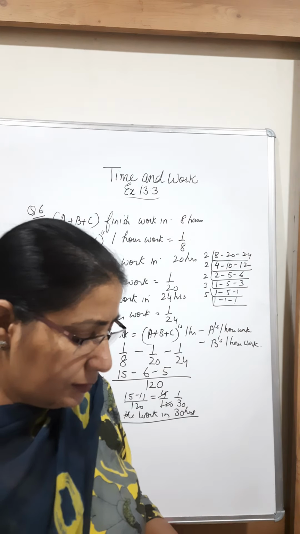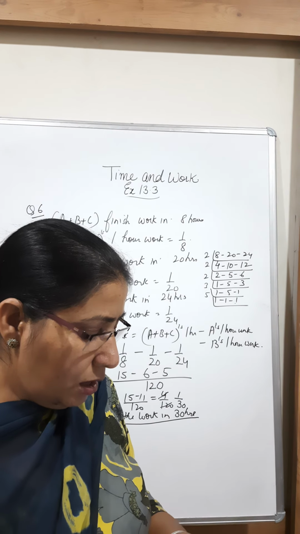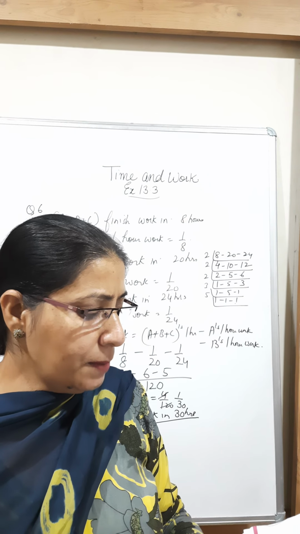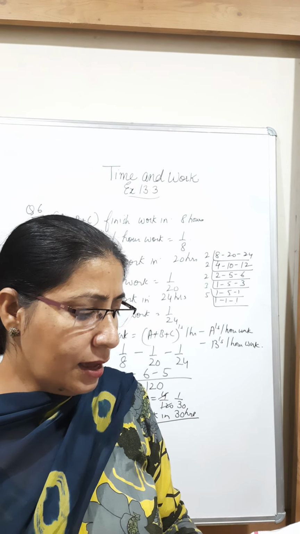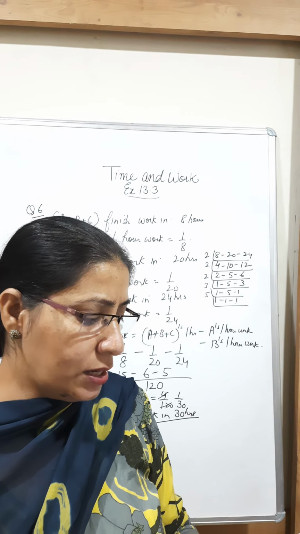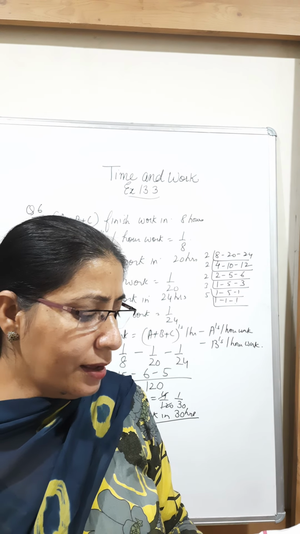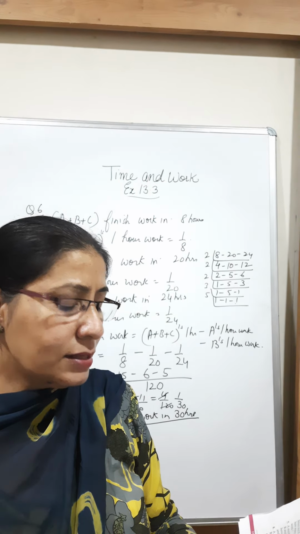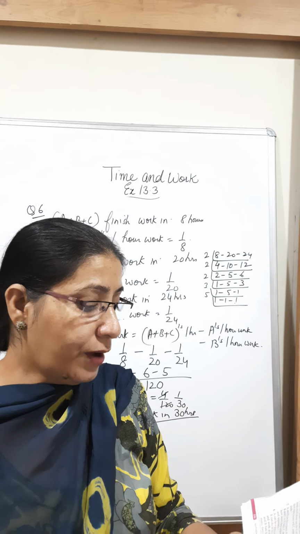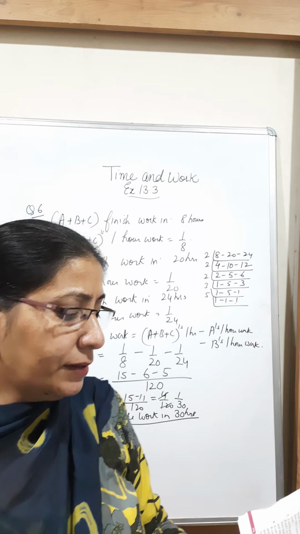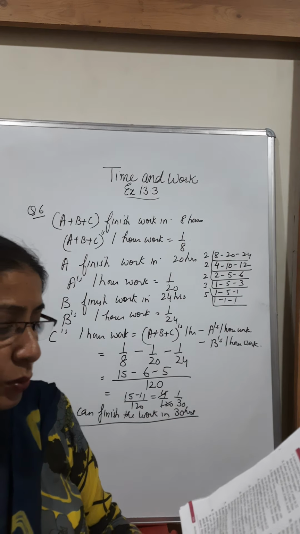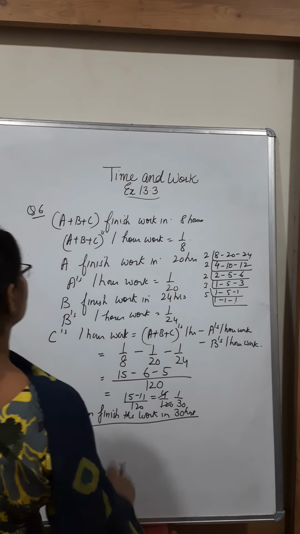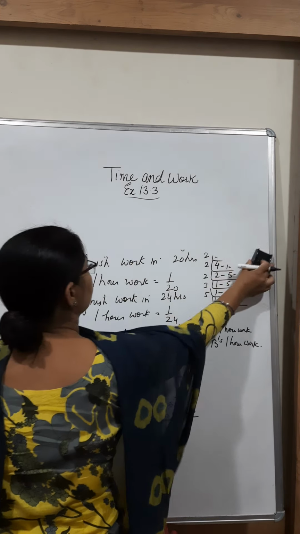Same way beta, just see the 7th question. A plus B can do a piece of work in 12 days, B plus C in 15 days, and C plus A in 20 days. In how many days will they finish it together and separately? We want to find that in what time they will take if they work together also and if they work separately also. So first of all, what is given to us?